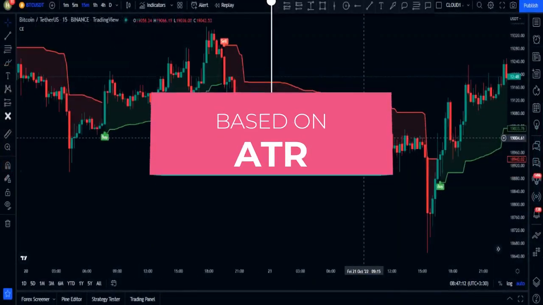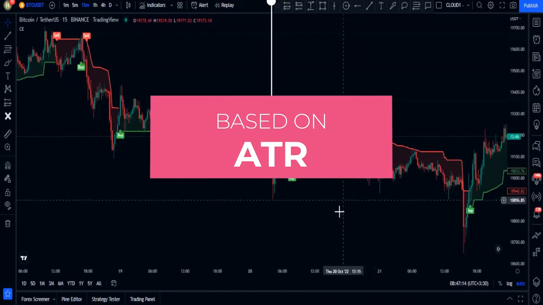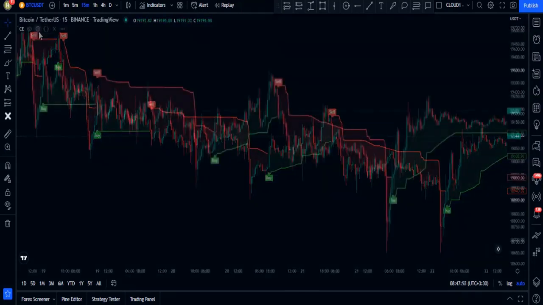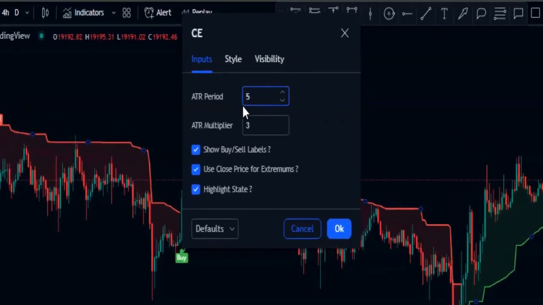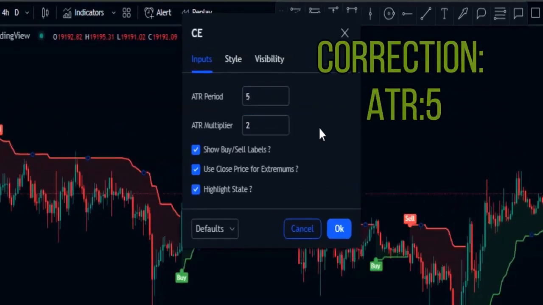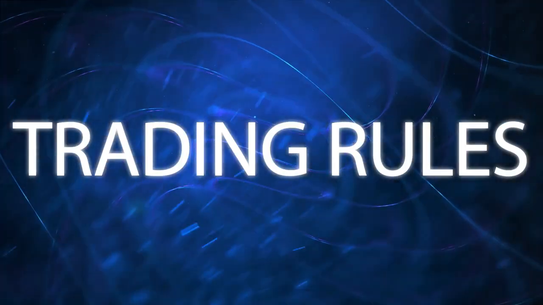This indicator is based on ATR, but first let's change the settings of the indicator. So get into the input section and change the ATR period to 22 and the ATR multiplier to 2. Then click OK. Now let's see what the trading rules of this strategy are by itself.